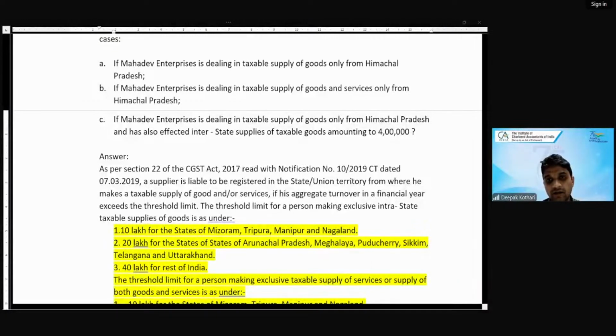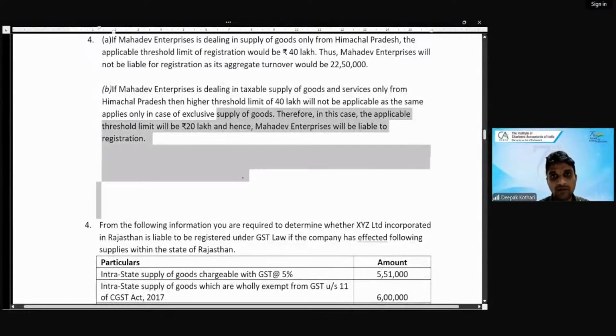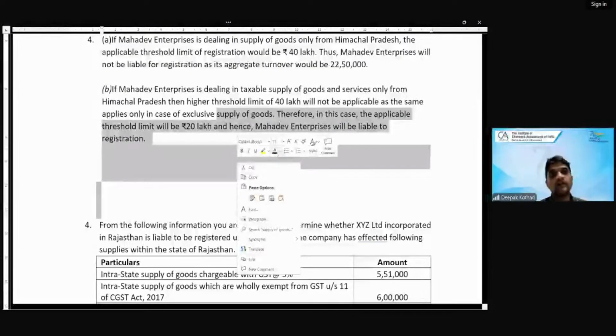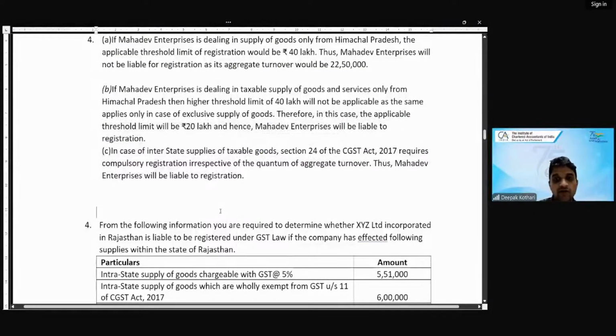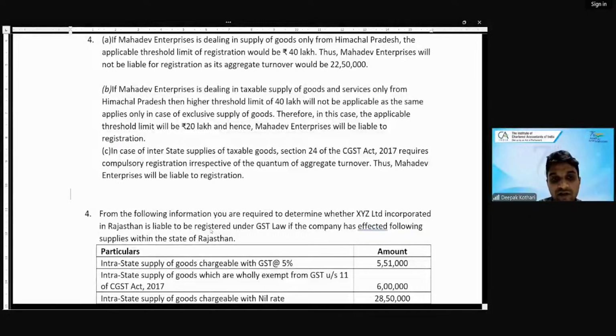Correct, correct. He is liable to register. Everybody has got it, as they are making interstate supply. करेक्ट. अब तक तो हम जान चुके रहेंगे इसको. In case of interstate supply of taxable goods, Section 24 of the CGST Act requires compulsory registration irrespective of the quantum of aggregate turnover. Therefore, Mahadev Enterprises will be liable for registration. Good.